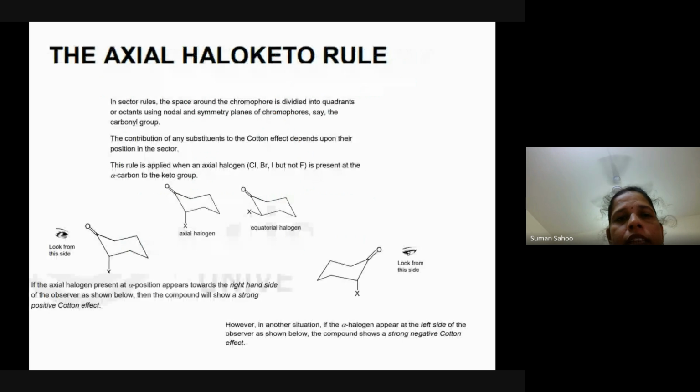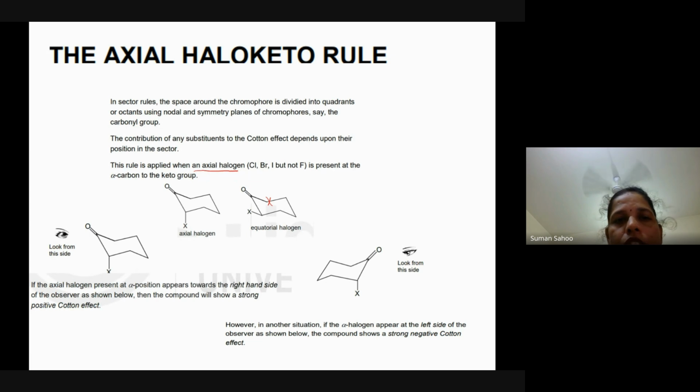Okay, so there is the axial haloketone rule. In this sector rule, the space around the chromophore is divided into quadrants or octants, and the contribution of any substituent to the Cotton effect depends upon its position in the sector. The rule applies to an axial halogen, not an equatorial one, since the equatorial one does not contribute to the Cotton effect. You cannot see the equatorial halogen in the Cotton effect, but an axial one contributes.